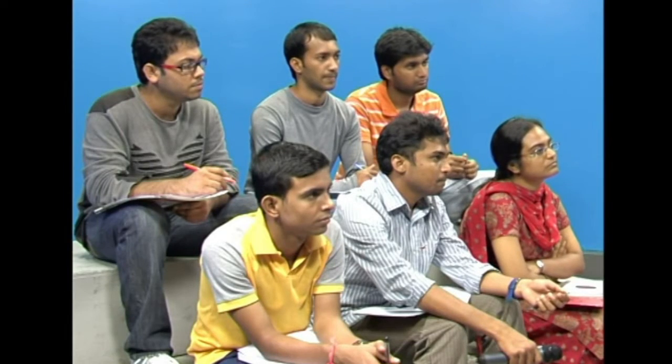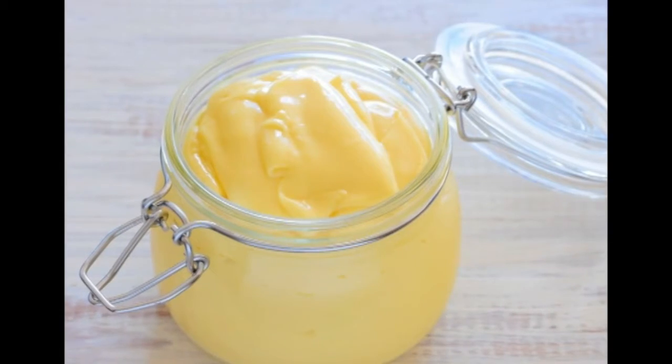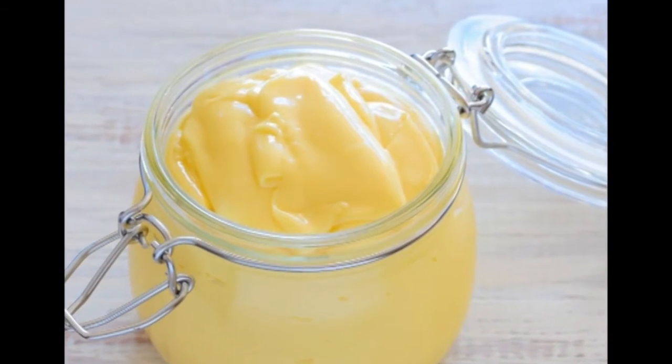The solid content of yolk is about 50%. Mostly in the egg yolk you will find a large amount of lipids of the egg as well as the proteins. Now, the major proteins in egg yolk are lipoproteins, which include lipovitellins and lipovitellenin. The lipoproteins are responsible for the excellent emulsifying properties of egg yolk, which is used in such products as mayonnaise.